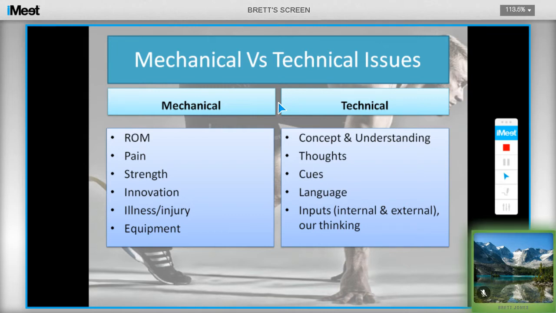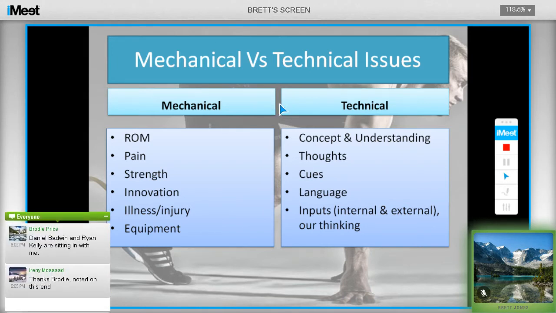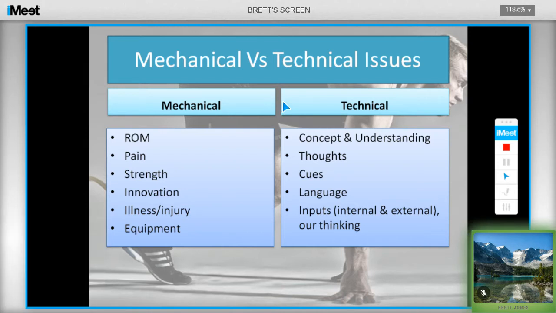From the technical side of things, the technical side of the box for me is around our understanding. It's about the concepts and the thought processes that we have and how we believe we should run. So these things that we might have been given as cues to improve our running, the language that's often talked about on television or in magazines around running. So these are really the inputs either from our own internal thinking or from the external influence of others that influence the technical aspects of how we believe we should be running. And both of these cause us some issues when it comes to running well.